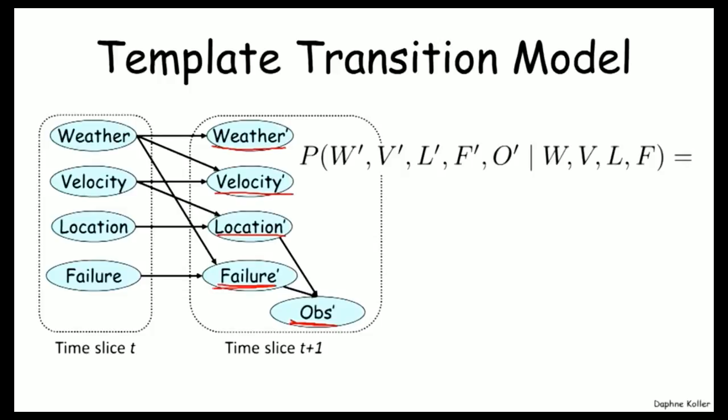And what we've done here is we've encoded the probabilistic model of this next state, so W prime, V prime, L prime, F prime, and O prime, given the previous state. So given W, V, L, and F. Why is O not here on the right-hand side? It's not here because it doesn't affect any of the next state variables. So it would be kind of hanging down here if we included it. But since it doesn't affect anything, we don't choose to represent it.